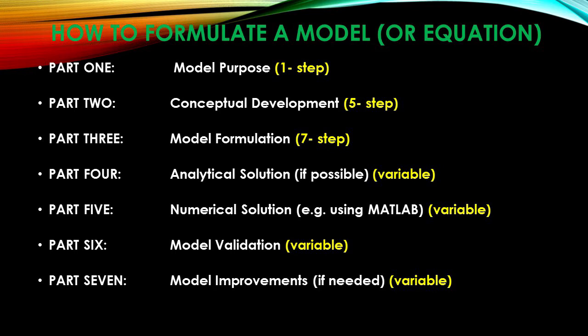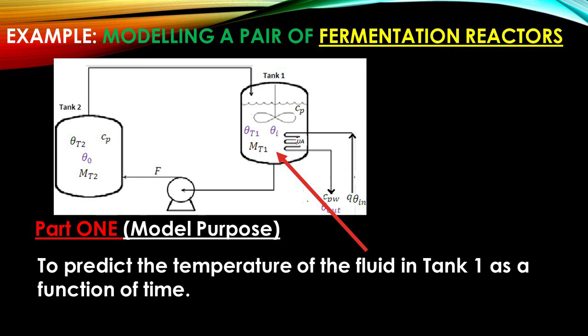Now we're just going to quickly go through these steps with an example. I chose a fermentation tank, a pair of fermentation tanks. So we've got some product here, we've got some product here. We are heating by hot water. So hot water is coming through here. It's a coil here and it's moving here.